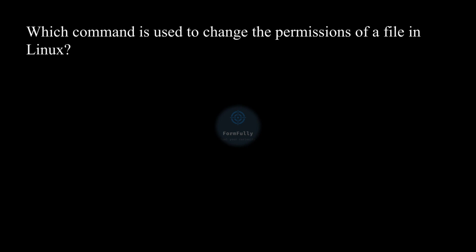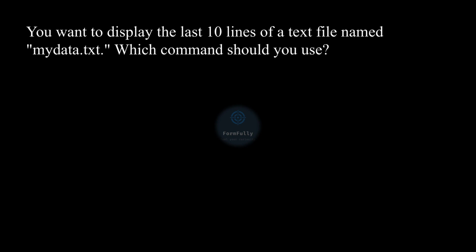Next question. Which command is used to change the permission of a file in Linux? Options are chmod, chown, ls, touch. So to change the permission of a file in Linux, we use chmod. chown is used to change ownership and permissions. ls is used to list files. Touch is used to create empty files, not to change permissions. Moving to the next question.